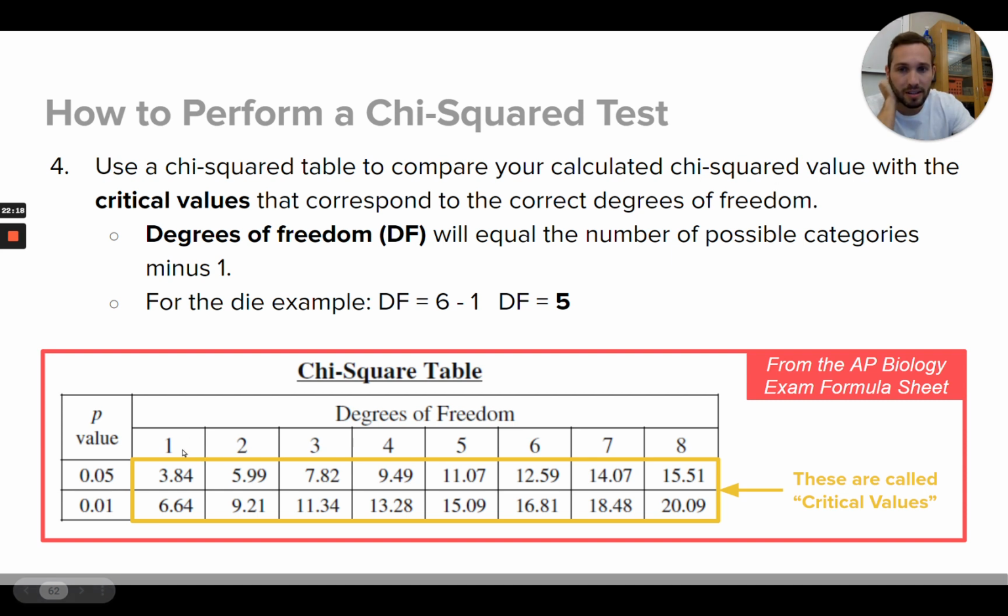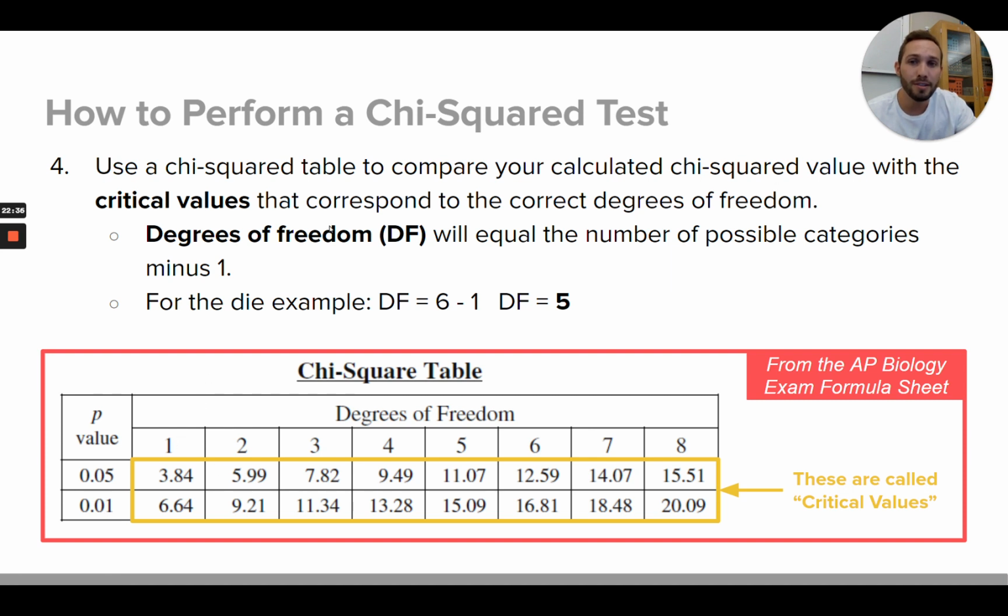First of all, it's showing you different degrees of freedom. For every experiment or example that we're doing chi-squared with, there's going to be a certain degrees of freedom that applies to that situation. So for rolling a dice, there's a certain degrees of freedom that applies to that scenario.